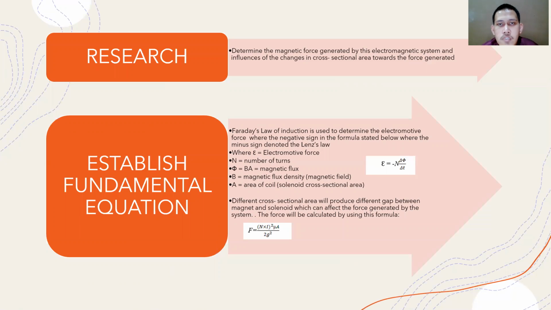For the research, we need to determine the magnetic force generated by the electromagnetic system and the influence of the change in cross-sectional area on the force generated. As I said before, the variable for my study will be the cross-sectional area of the solenoid and magnet. In the next step, I will establish the fundamental equations. Faraday's law will be used to determine the electromotive force, and the Lorentz law will be used to calculate the force generated by the system.